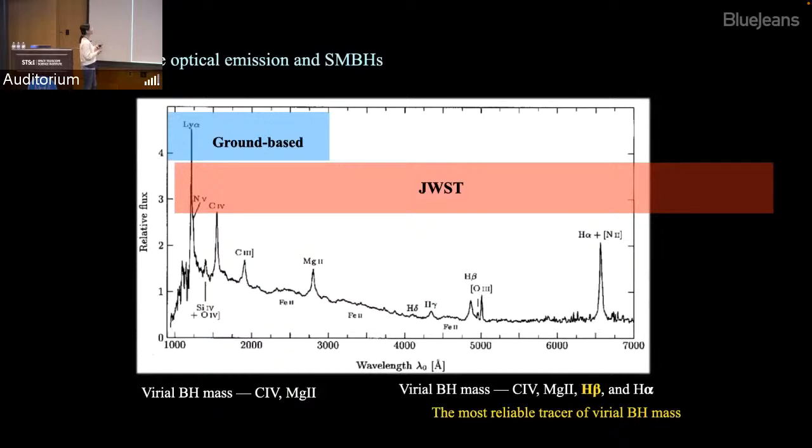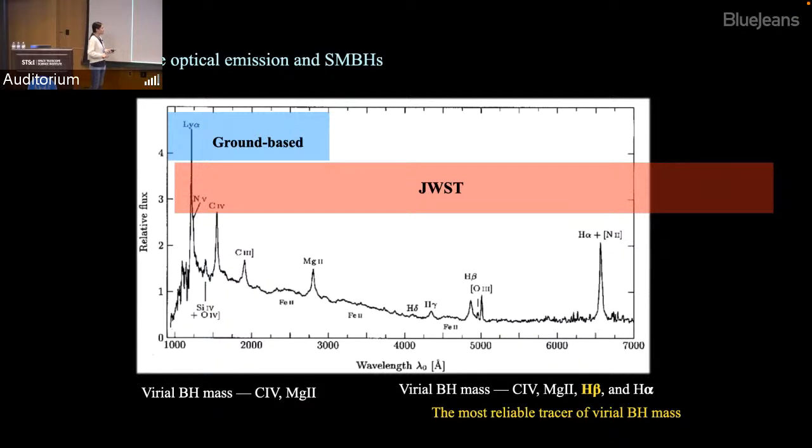The first part is the quasar rest-frame optical emission and the supermassive black hole mass. Here is a template of the quasar spectra. From ground-based telescopes, we can cover the quasar spectra only up to this region, the rest-frame UV, rest-frame 3000 angstrom. So if we want to measure the quasar black hole mass, we can only use the carbon IV and magnesium II lines for the virial black hole mass.